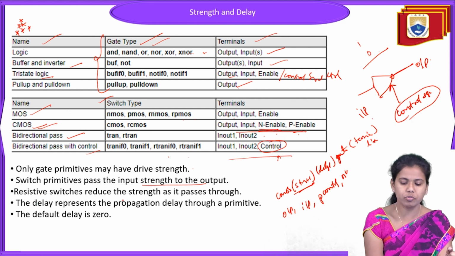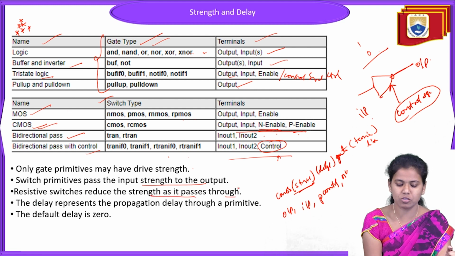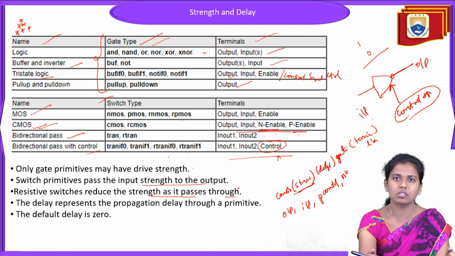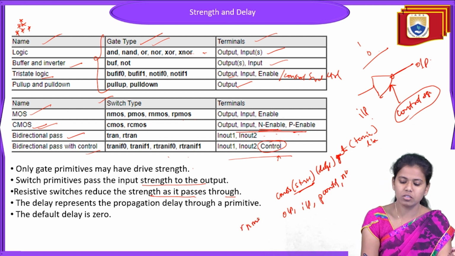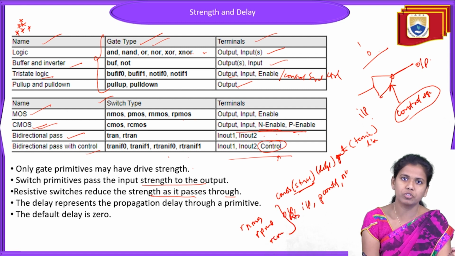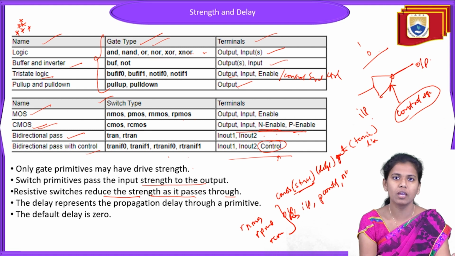And then resistive switches reduce the strength as it passes through. The resistive switches are nothing but RNMOS, RPMOS and RCMOS. So these resistive switches will reduce the signal strength. Regular switches don't have a signal strength specified, and in the case of the resistive switches as well, the strength of the signal would be reduced when it passes from the input to the output.